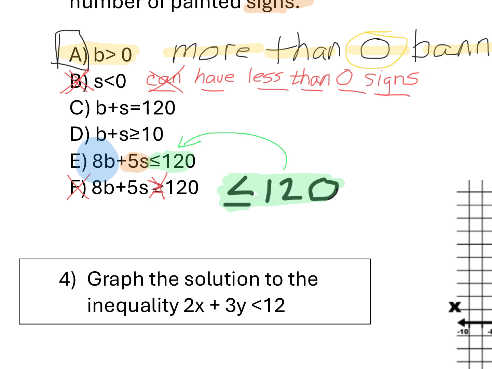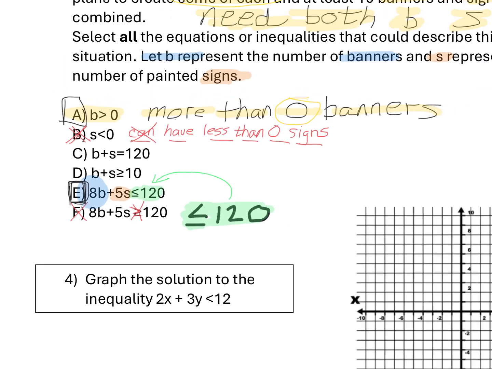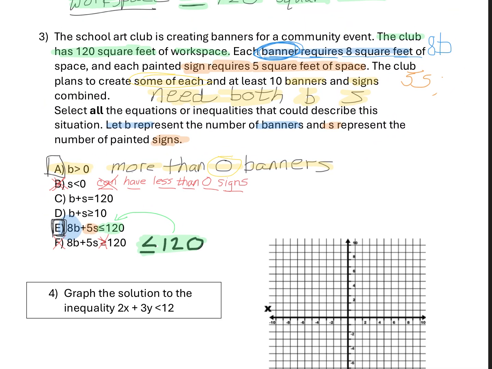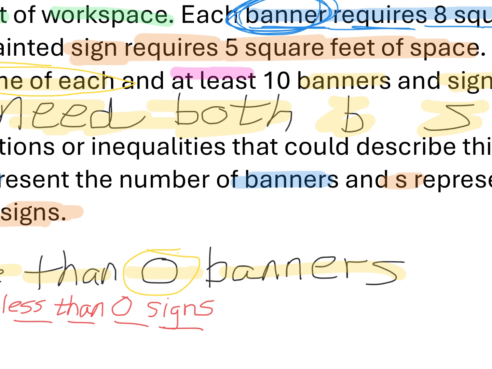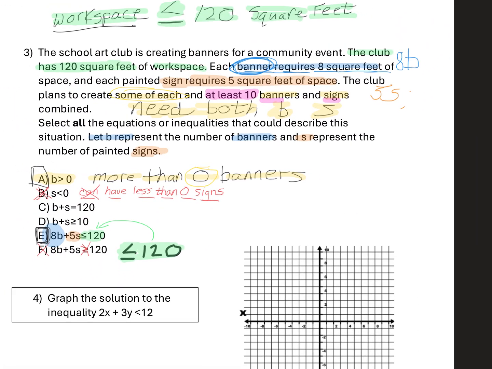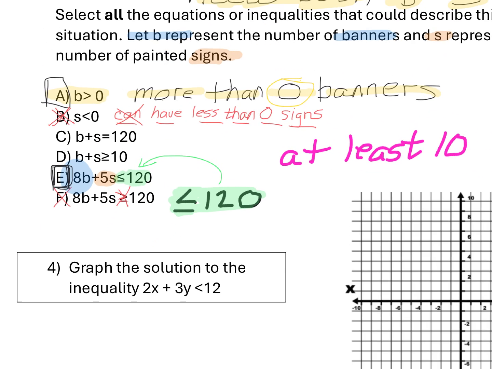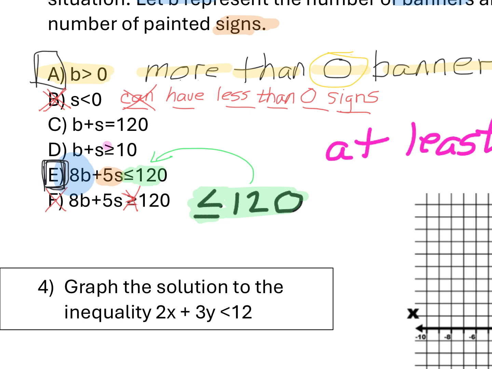So A is a solution, and we also have E as a solution, but there's one more also. That's because right here it says at least 10 banners and signs. So at least 10 means that the number could be greater than or equal to 10. And we can see that we have that right here with D.